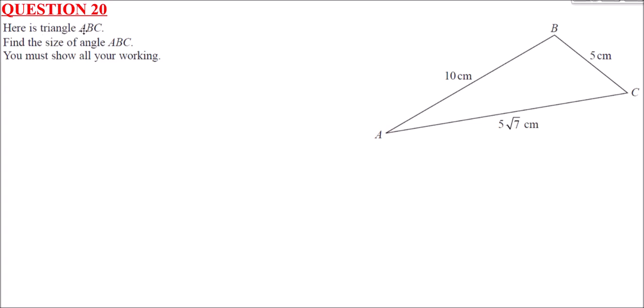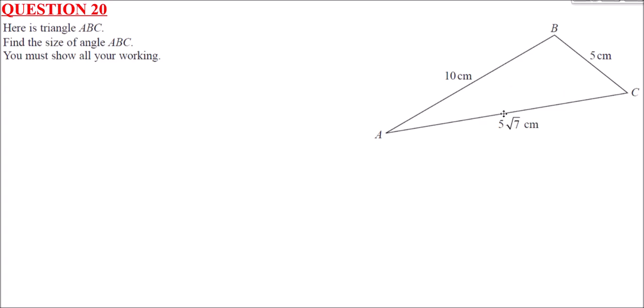We've got a triangle ABC. First of all, note it's clearly not a right-angled triangle, so it's not going to be SOH-CAH-TOA. We need to find the size of angle ABC. So we need to show all working as well. If it's not a right-angled triangle, it's going to be, 9 times out of 10, the sine rule or the cosine rule. We know it's the cosine rule if we know each and every side and we're trying to find an angle. So this is going to be the case where it's the cosine rule.